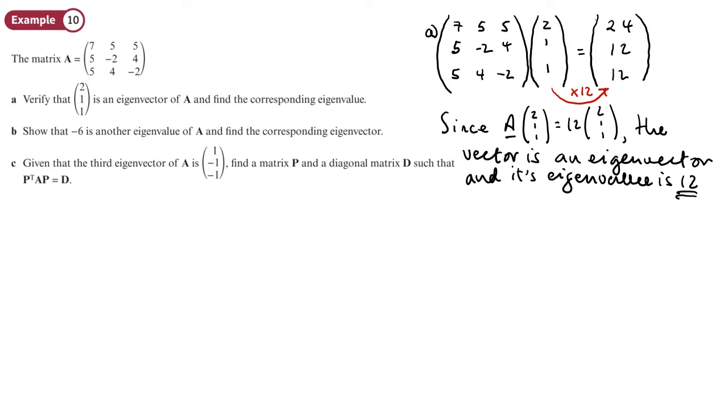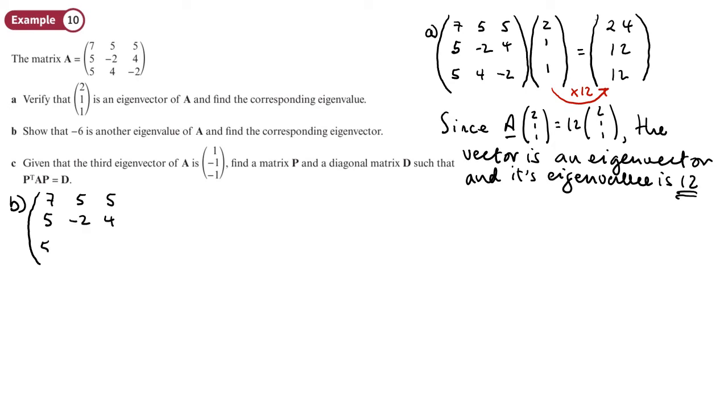Okay, part B. Show that -6 is another eigenvalue of A and find the corresponding eigenvector. Okay, so it's like part A, but it's the other way around now, where it's the eigenvector we don't know, and the eigenvalue we know.